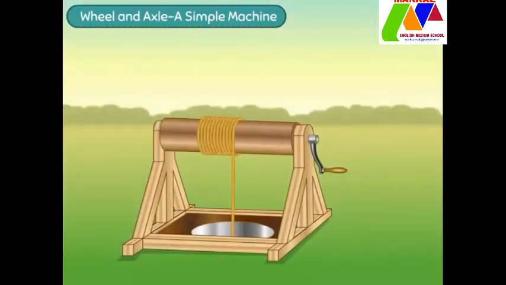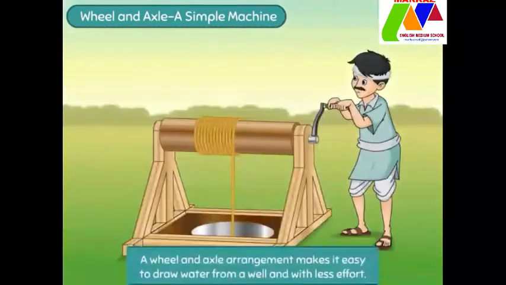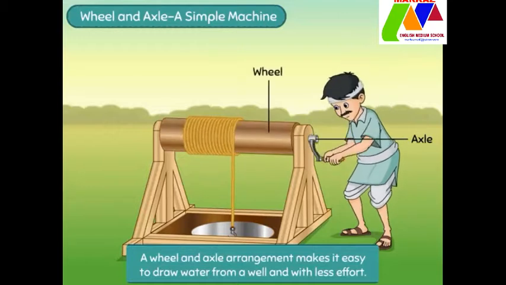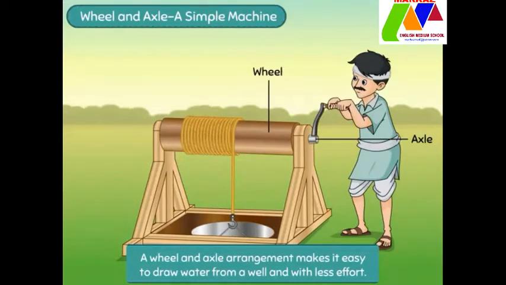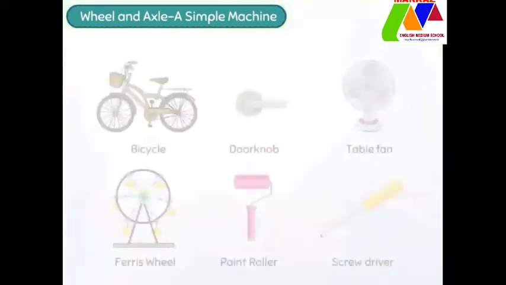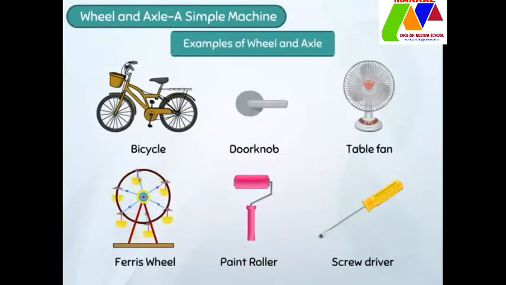A wheel and axle is also used to draw water from a well. In this case, when the axle is rotated, the wheel attached to it rotates. The rotating wheel winds the rope around it and helps to pull the bucket of water from the well with less effort. Aren't the wheel and axle the best friends ever?